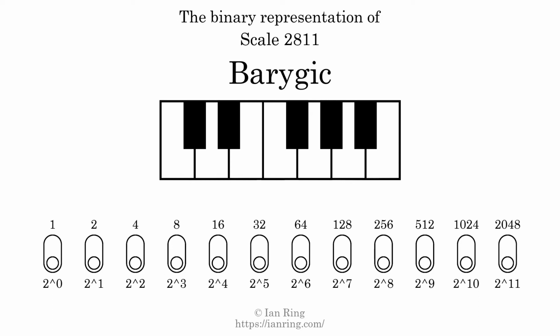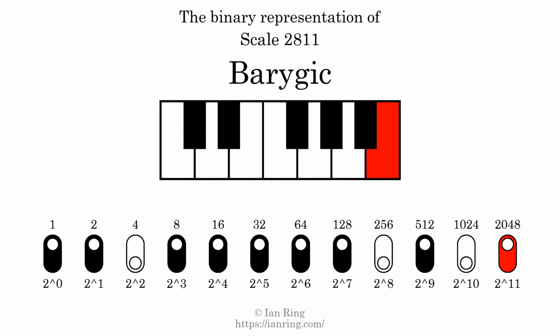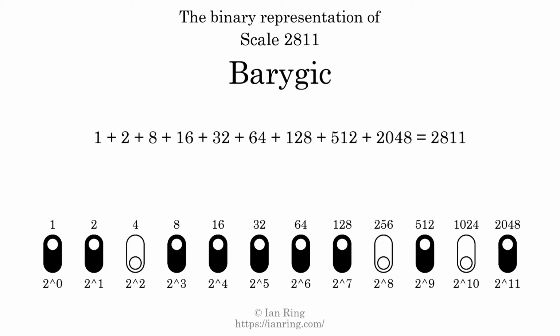The binary representation of this scale is determined by mapping tones of the scale to binary digits. Each binary digit represents a power of 2. To get the scale number, we add the powers of 2 together. The powers of 2 that are present in the scale, all added together, equals 2811. That is why the scale number, in decimal, is 2811.